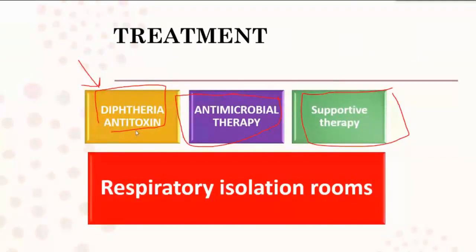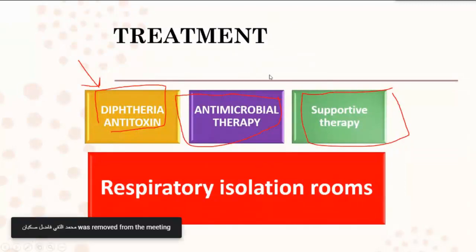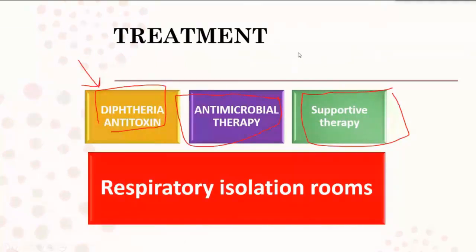There are other drugs, such as rifampicin and clindamycin. They are alternatives, but they are not the first-line treatment. First line is penicillin, second line is erythromycin. If neither of them is available, we may give rifampicin as an alternative, but it has no good efficacy in comparison to penicillin, and it is not the first-line drug.